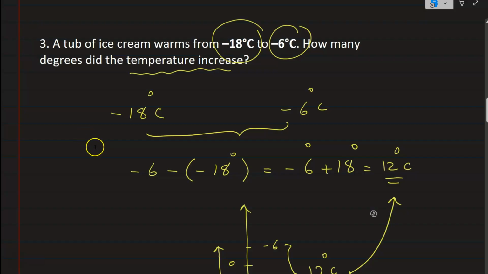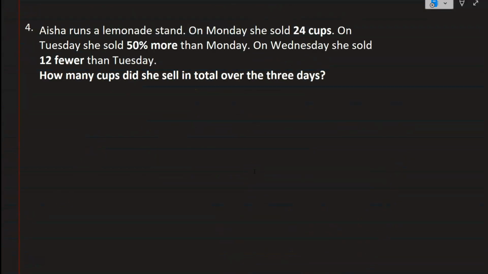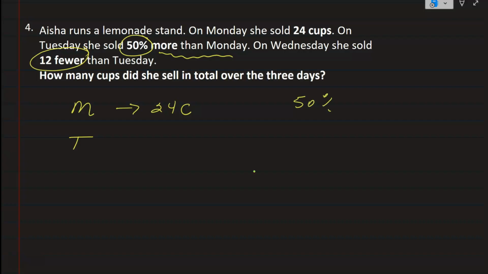Okay, let's look at another question. So this one, it's a lemonade stand. On Monday, Aisha sold 24 cups. On Tuesday, she sold 50% more than Monday. On Wednesday, she sold 12 fewer than Tuesday. How many cups did she sell in total over the 3 days? Very good. So on Monday, that's 24 cups, right? But on Tuesday, it says she sold 50% more than Monday. First of all, what is 50% more?